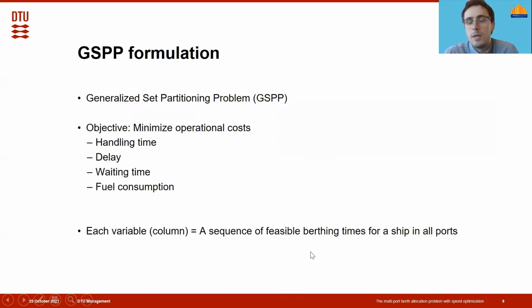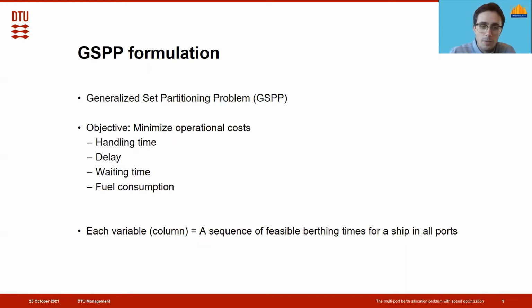We formulate this problem as a generalized set partitioning problem, where the objective is to minimize the operational costs, both for the carriers and the terminal operators. We compute this as a weighted sum of the handling time, delay, waiting time, and fuel consumption. Each of the variables or columns will correspond to a feasible schedule for a ship, or a sequence of berthing time and positions in the ports that ship is visiting.